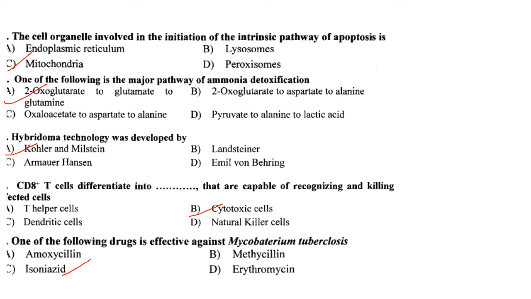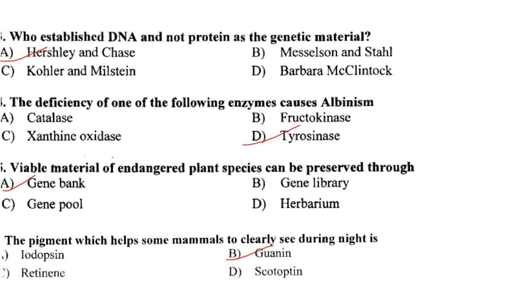CD8 plus T cells differentiate into dash that are capable of recognizing and killing infected cells. So they develop into cytotoxic T cells. That is option B. One of the following drugs is effective against Mycobacterium tuberculosis. It is isoniazid. Answer is option C. So coming to the next question, who established DNA and not protein as the genetic material?